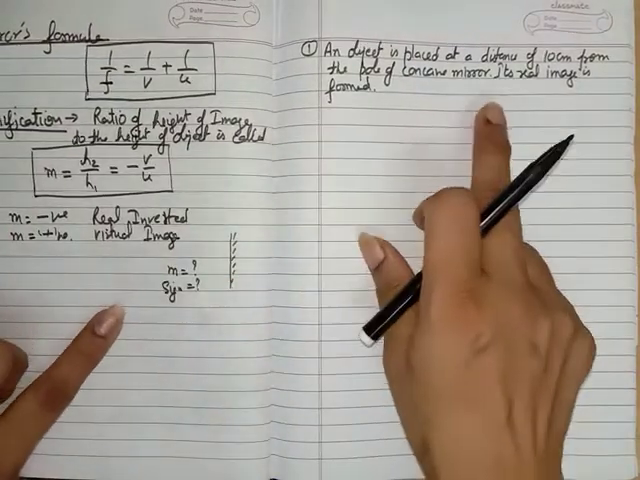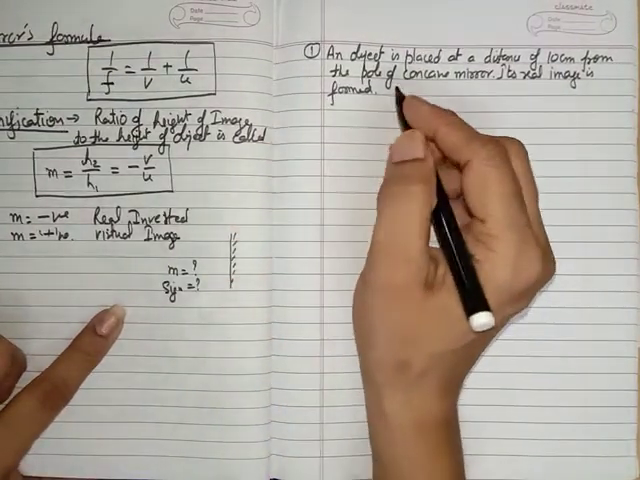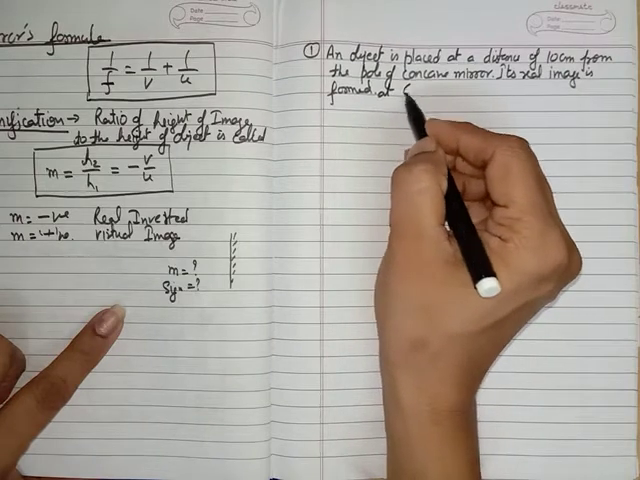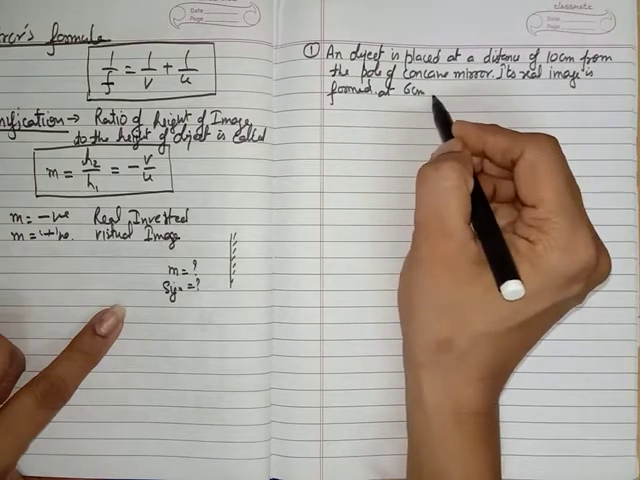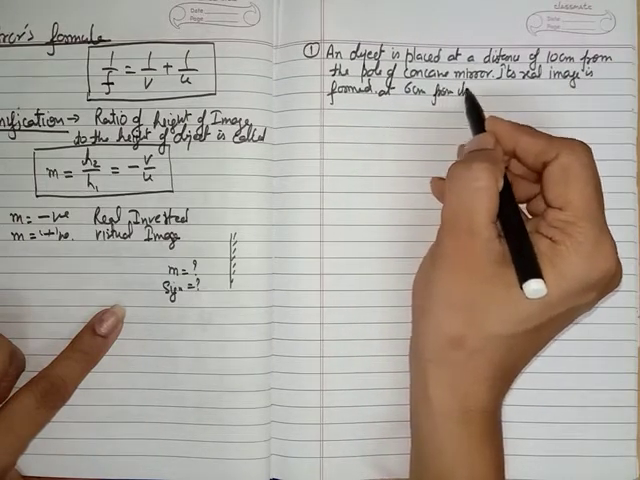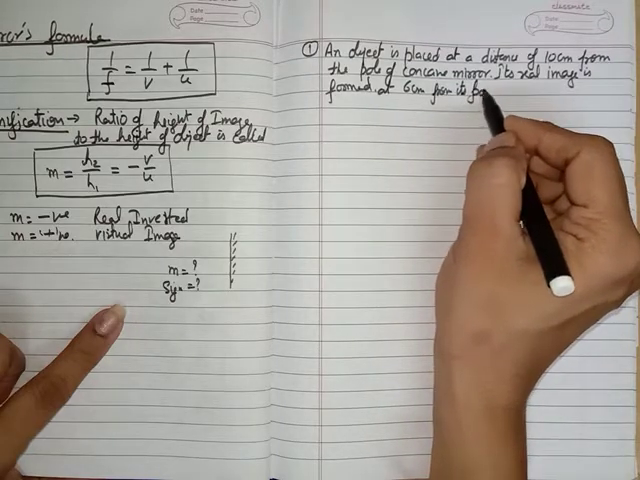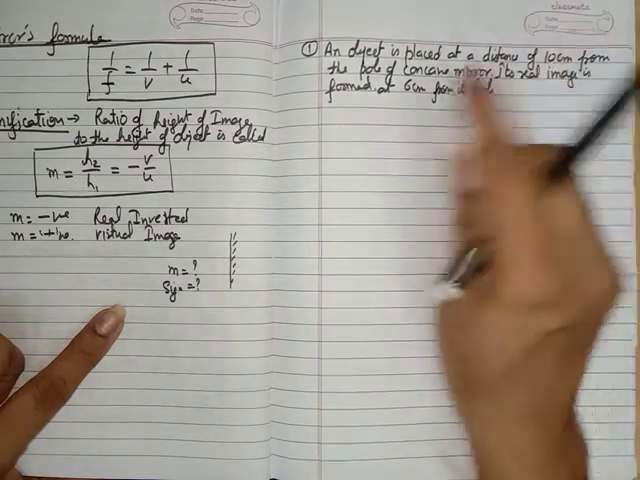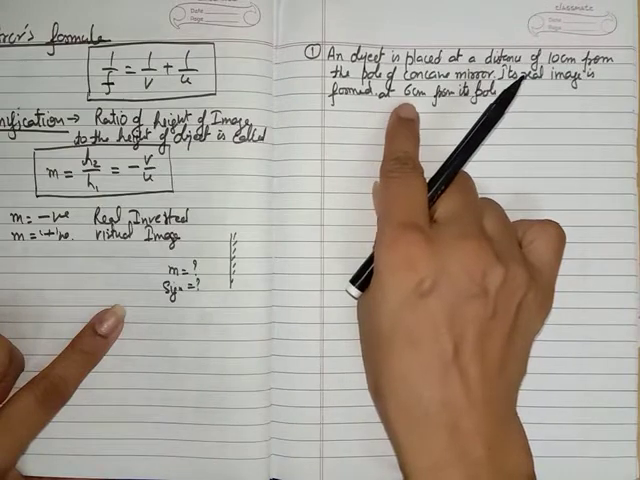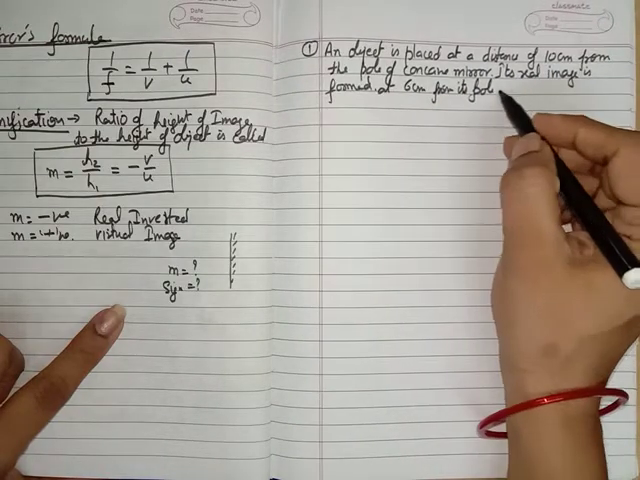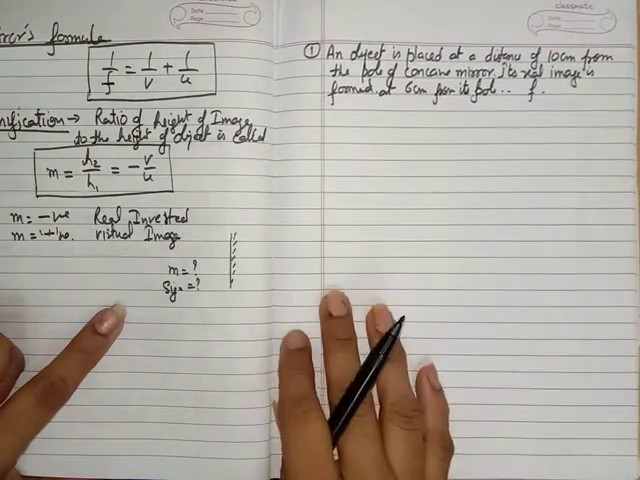So in this question, its real image is formed at 6 centimeter from its pole. So we know the value of u, that is minus 10, and the value of v is minus 6 centimeter. Calculate the focal length of the mirror. You have to find the focal length of the mirror.